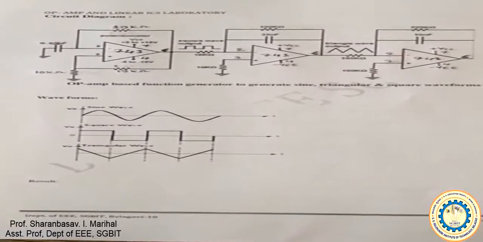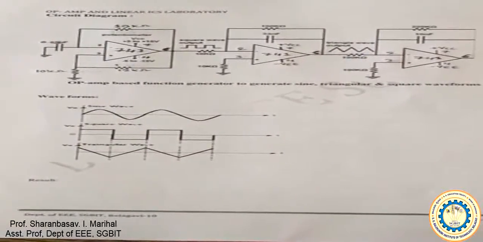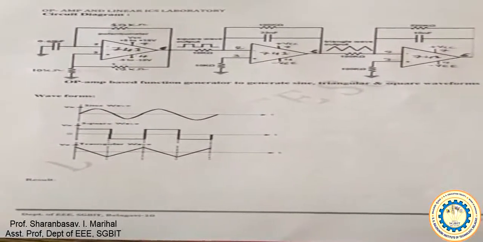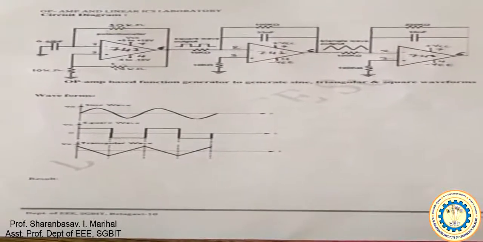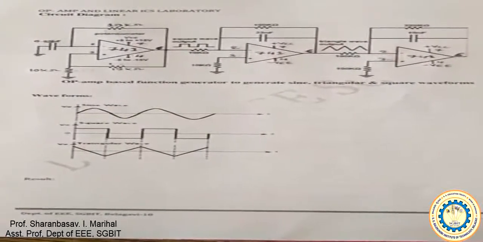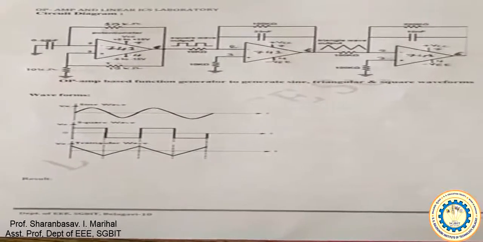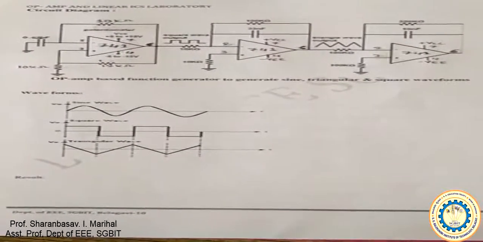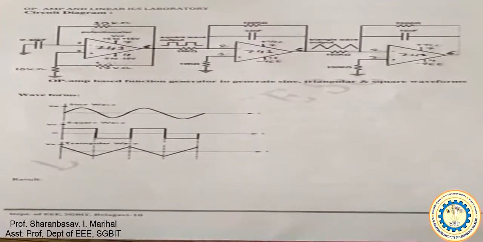Only VCC and VEE, that is the DC power supply to the op-amps, are given. Based on only that, these circuits are able to generate square, triangular and sinusoidal waveforms by themselves.